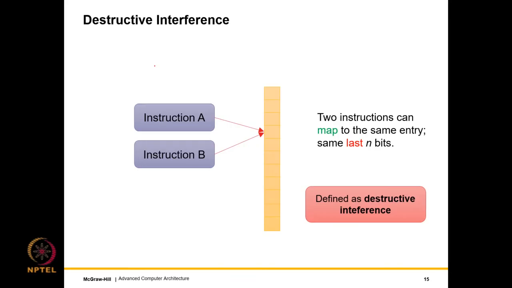So the primary problem that will happen with this table, which also takes us back to why we chose the least significant bits and why not any other bits, is basically that it is possible for two instructions. Say this is a PC of 1.